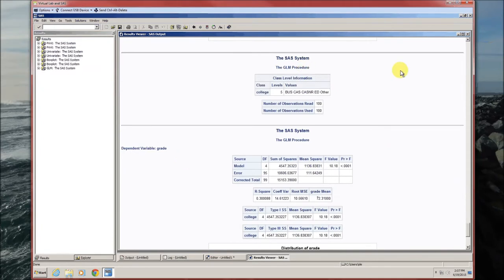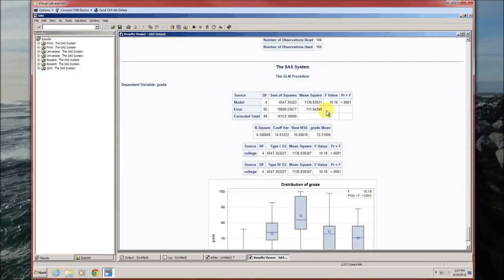Here's the results of the GLM procedure. Here's the first page. It tells us there are 5 levels in the college: business, arts and sciences, CASNR, education, and other. There were 100 observations that were read, and we were able to use all of them. This is the usual ANOVA table. The source, the degrees of freedom, sum of squares, the mean square, the F value, all those we calculated in class, and then the P value. P value is less than alpha, therefore we reject the null hypothesis. Again, in this case, the null hypothesis is that all the means are equal.